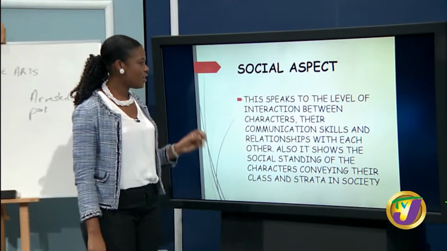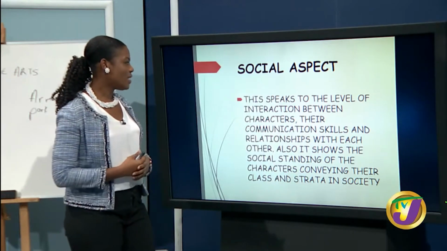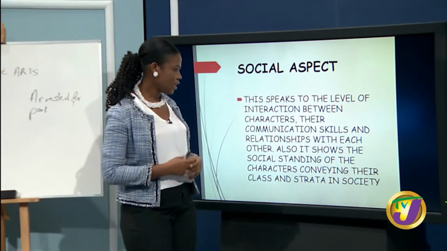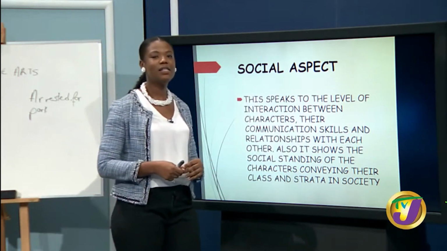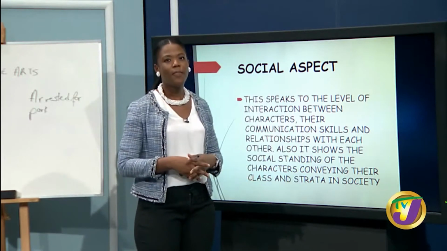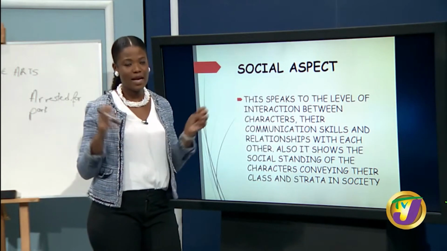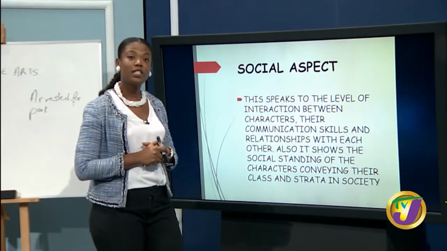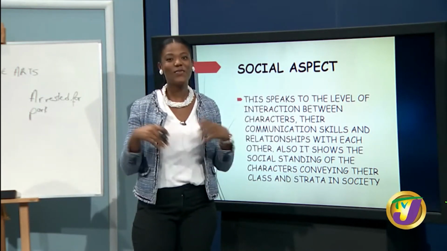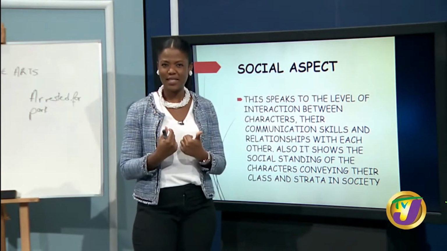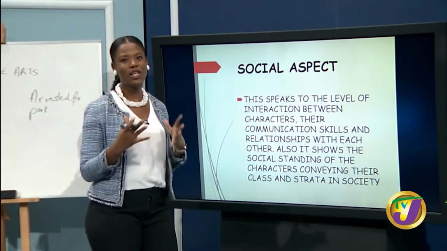This speaks to the level of interaction between characters, their communication skills, and the relationships with each other. It also shows the social standing of the character and conveys their class in society. So, are these characters upscale, as we would say? Are they rich? Are they poor? What kind of house do they live in? What kind of community do they live in? How do they dress?